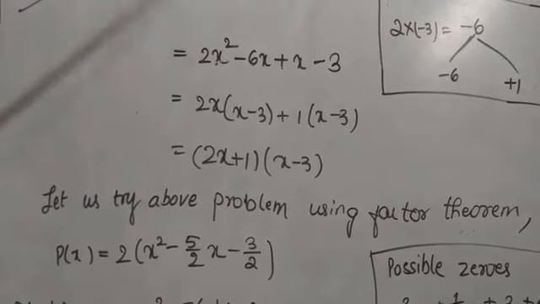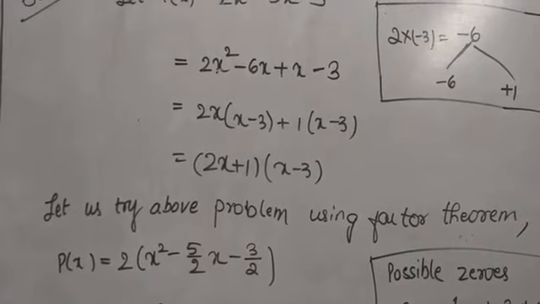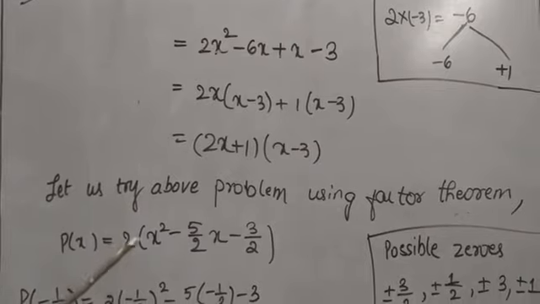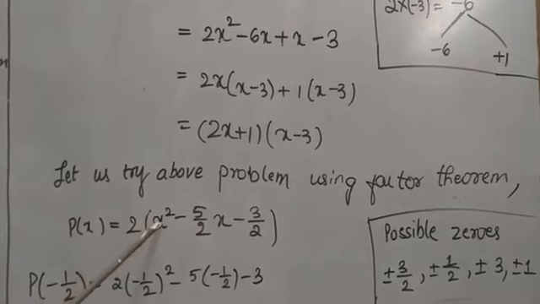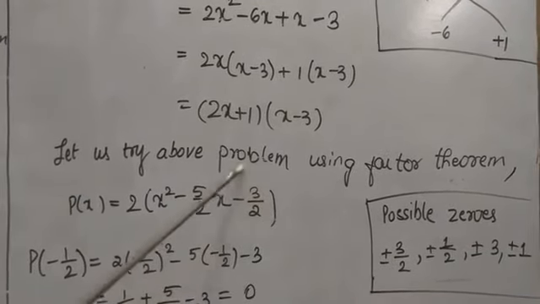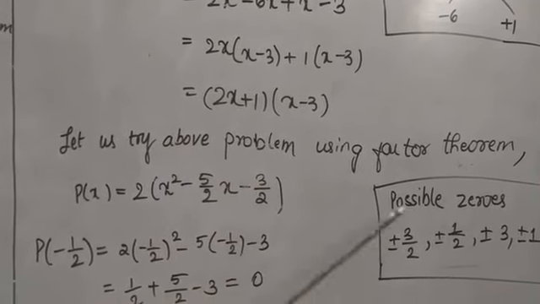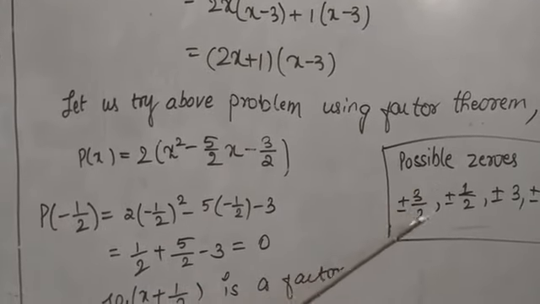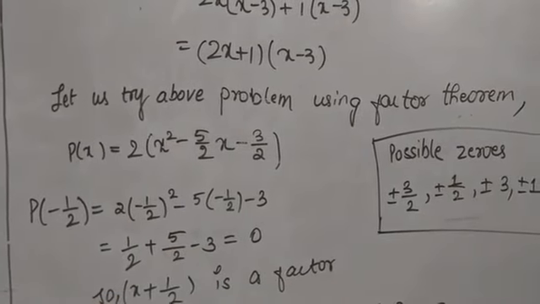If you observe this polynomial, it has the coefficient 2. So let us check how we do these types of problems by using the factor theorem also. When such problems are given, you need to take the leading coefficient common. So I have taken 2 as common: 2 of x square minus 5 by 2 x minus 3 by 2. The story is the same. Here 3 by 2 is the constant, and since it is a quadratic polynomial, you write it as a product of two terms. So possible zeros are plus or minus 3 by 2, plus or minus 1 by 2, plus or minus 3 and plus or minus 1.